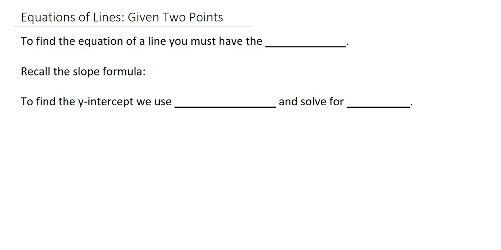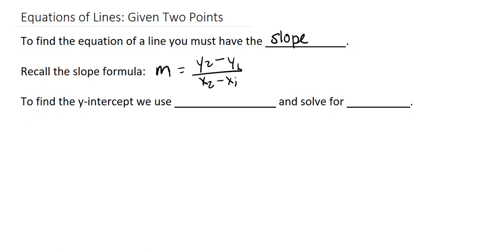Equation of lines, given 2 points. To find an equation of a line, you must have the slope. Now let's go back over the slope formula. It's usually abbreviated as m, which is y2 minus y1 all over x2 minus x1.